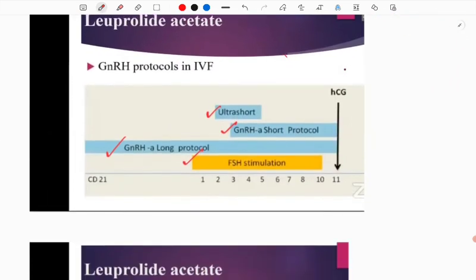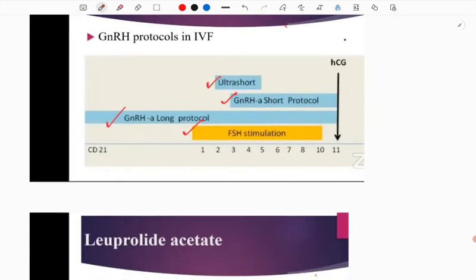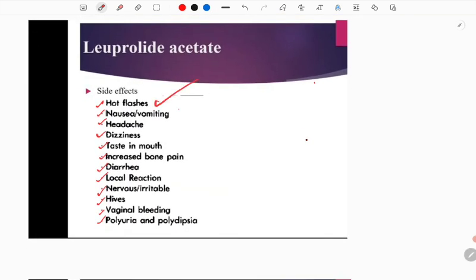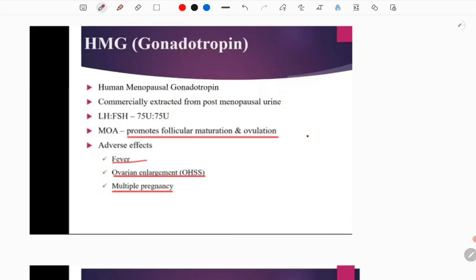Leuprolide acetate GnRH protocols, I already told, are used to prevent premature luteinization. The side effects: hot flashes, nausea, vomiting, headache, dizziness, taste in mouth, increased bone pain, diarrhea, local reaction, irritable vaginal bleeding, polyuria, polydipsia. HMG, human menopausal gonadotropin, is commercially extracted from postmenopausal urine.